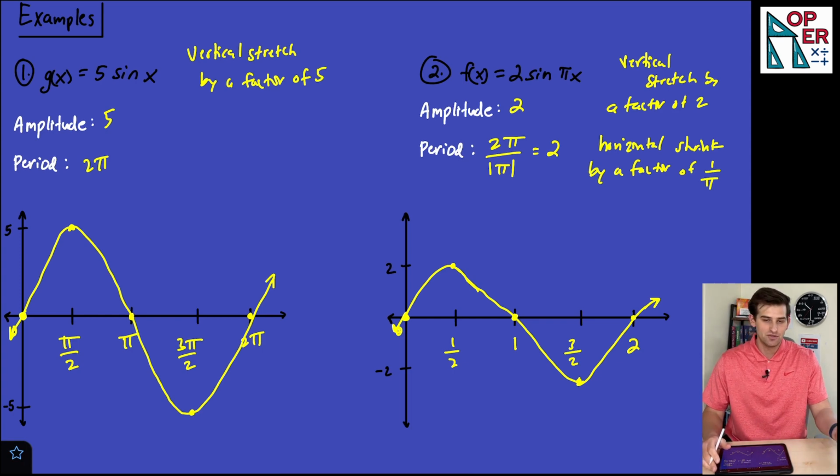Remember, A is our amplitude, that's our vertical stretch or shrink. B is going to represent our period, and that is our horizontal stretch or shrink. That's how you can graph some sine functions.